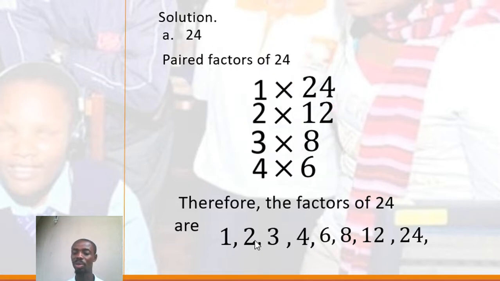Now, all this list of numbers will divide into 24 without a remainder. And I want to assure you this is a complete list of the factors of 24. Why? Because of the paired number system that I used. That is what helped me to get a full list. Because many times you may be told to look for factors of numbers, and you may skip out some because you are not using the right strategy. So let's go for example B.